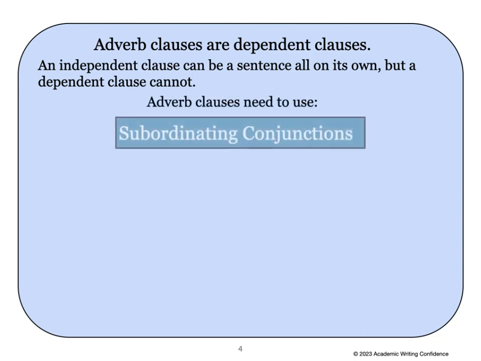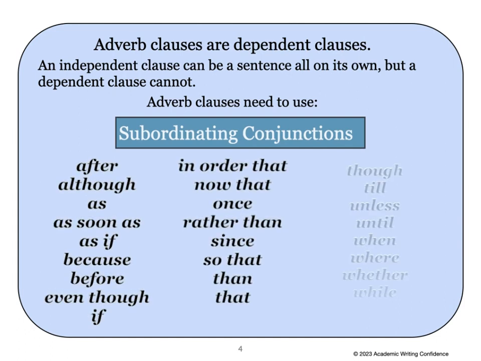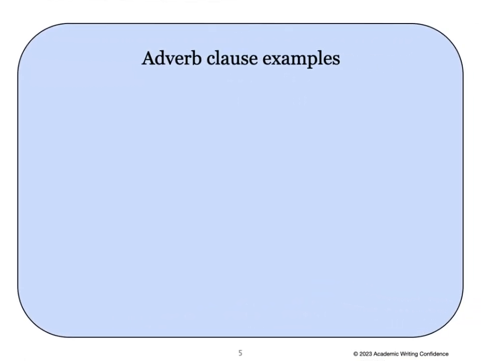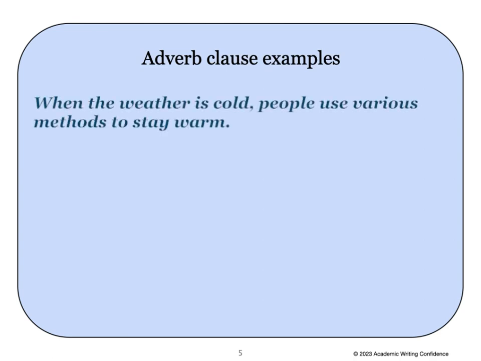Adverb clauses need to use something that we call subordinating conjunctions. Here are some subordinating conjunctions that are used in adverb clauses. Let's look at a few adverb clause examples. When the weather is cold, people use various methods to stay warm. In this sentence, the adverb clause is made up of the words when the weather is cold. The conjunction is the word when. You can see the subject and verb: weather is.